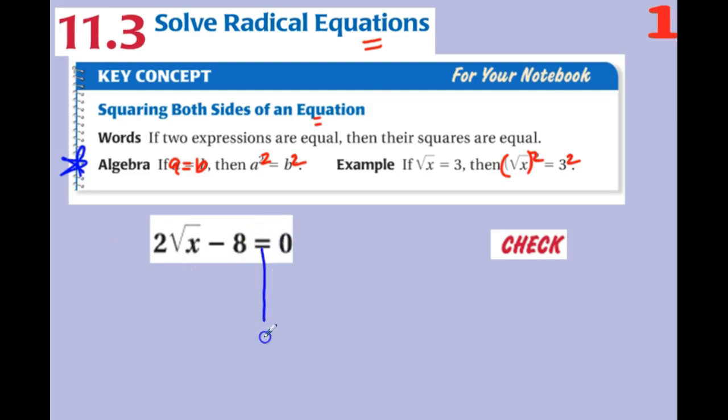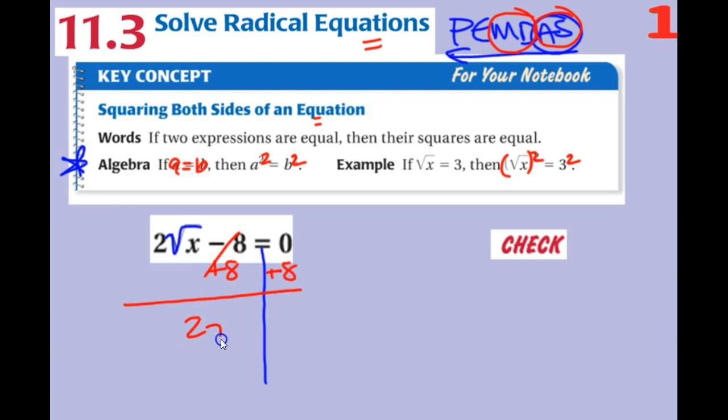So we're going to solve just like a regular equation. We want to try and get the square root all by itself so we can get rid of it. Just like we've always been doing, we're doing the order of operations, but we're doing it backwards, always getting rid of addition and subtraction first, and then multiplication and division. So first let's get rid of addition and subtraction. The opposite of subtracting 8 is adding 8.